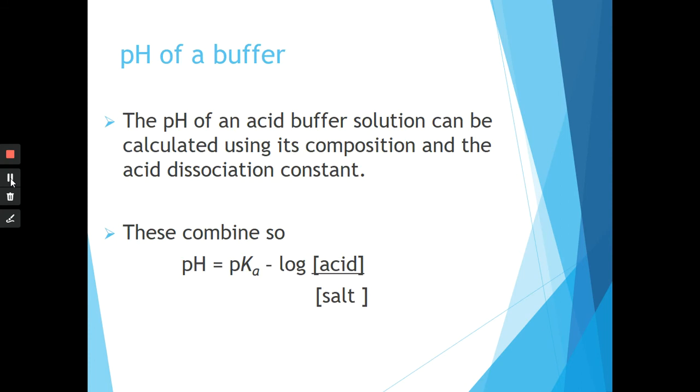Right. We do need to be able to calculate the pH of buffer solutions. Okay? And this is done using the acid dissociation constant, Ka, and also the log. Sorry, you're going to work out the pH, you're going to need the pKa and the negative log of the concentration of the acid and the salt. They should be given to you in the question, okay?